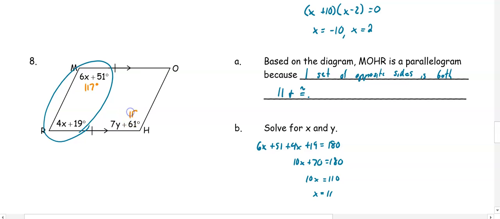So I know my opposite angle also has to be 117 degrees. So I have 7y plus 61 is equal to 117. We can subtract 61 from both sides. 7y equals 56. So y is 8.